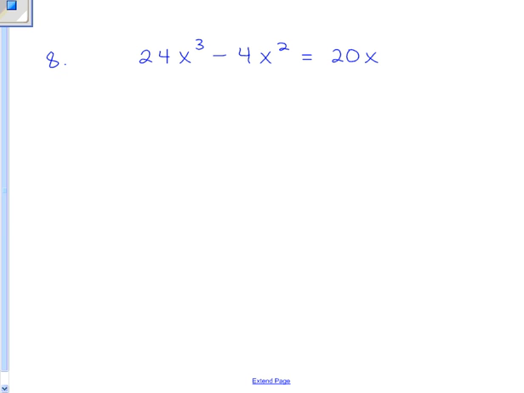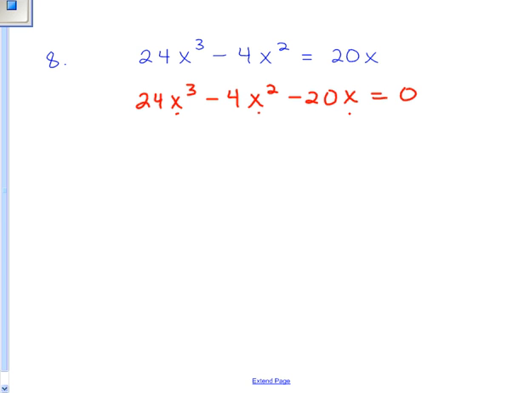Example 8. 24x cubed minus 4x squared equals 20x. It's not in standard form, so the first thing we want to do is rewrite this. Subtract the 20x so that I have it equal to 0. And we always want to make sure that these terms are in the right order, which they are, highest degree to lowest. Next, we're going to factor.